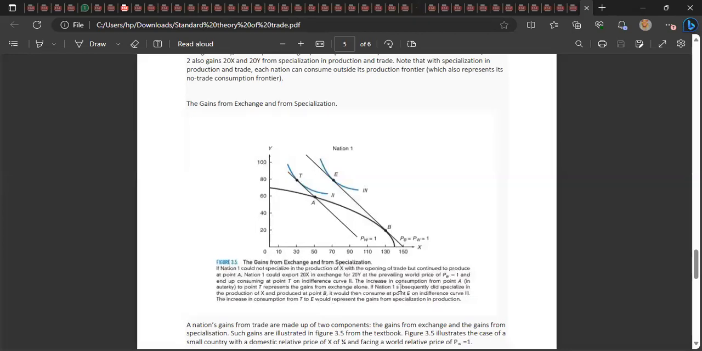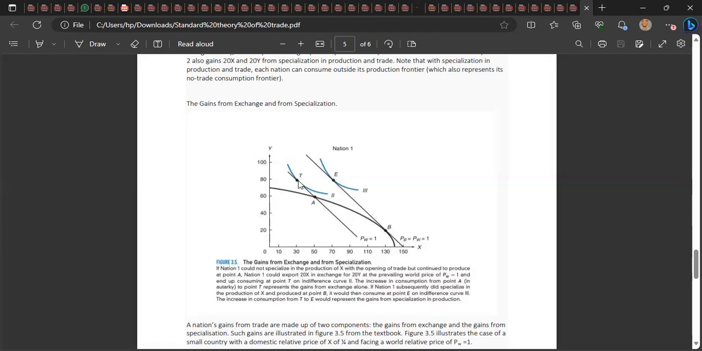But then if nation one subsequently did specialize in the production of X and produced at point B, right? Which means as you're specializing, you're moving down, producing less of Y because you can get it from the other country. So that movement reflects a specialization. Now you're doing less of Y and more of X, which is what you are good at. So if you draw a straight line connecting that dot, with the same gradient of 1, at that point E it will basically represent where you are going to be consuming at the end of the day.